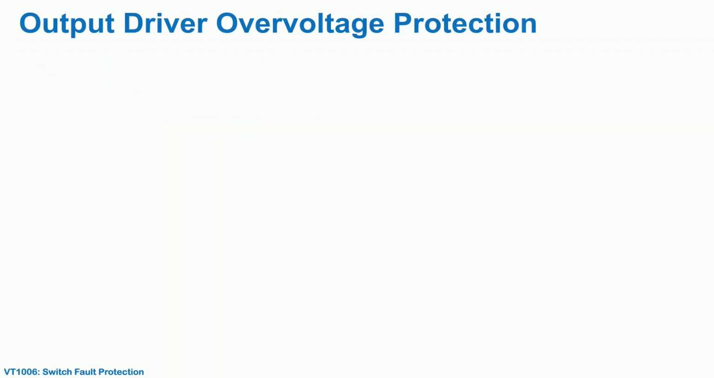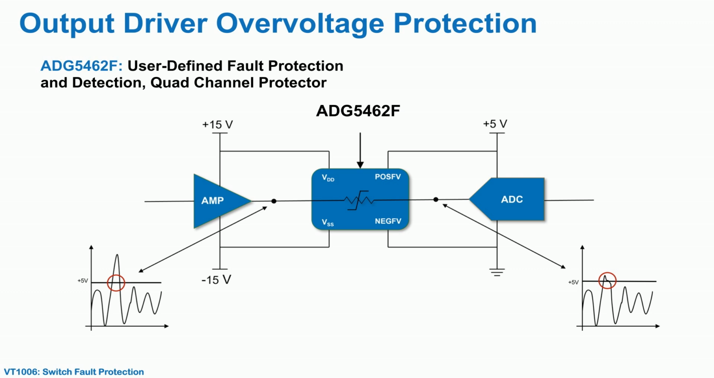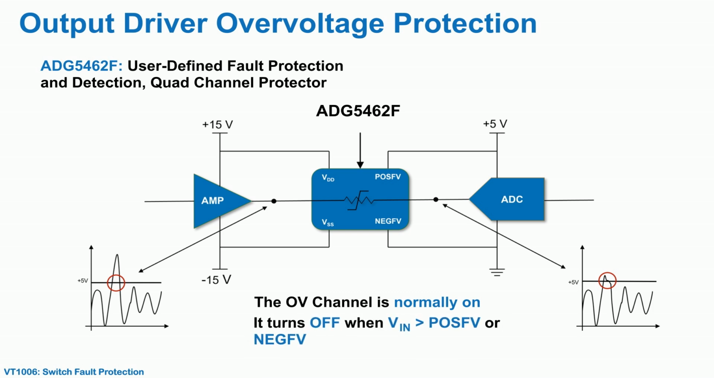Another flexible output protection solution is to use an overvoltage channel protector component like the ADG5462F. The figure here shows a typical setup where a high voltage ±15-volt amplifier output is connected to a low voltage 5-volt ADC. The channel protector in the center is normally on and will automatically go open circuit when its input exceeds the reference voltages at the positive FV and negative FV pins. In this case, the reference voltages are plus 5 volts and 0 volts. Note that when the input voltage returns within the reference voltages, the channel turns back on again. No logic control or additional setup is needed for these channel protector products to operate.